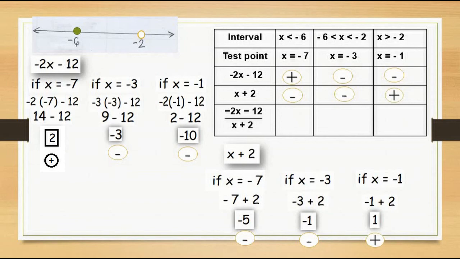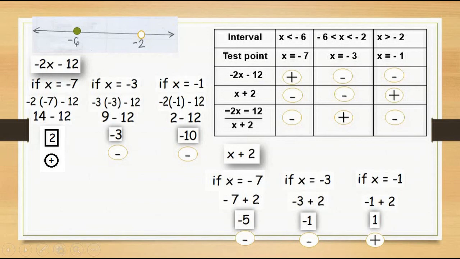Then, we will apply the division. So look at this: negative 2x minus 12 over x plus 2. It's like division. You're just going to divide those signs. So a positive sign divided by a negative sign is a negative sign. Negative divided by negative is positive. Negative divided by positive is negative.